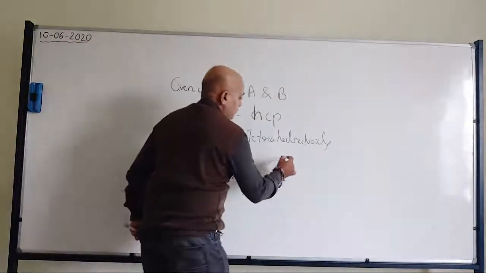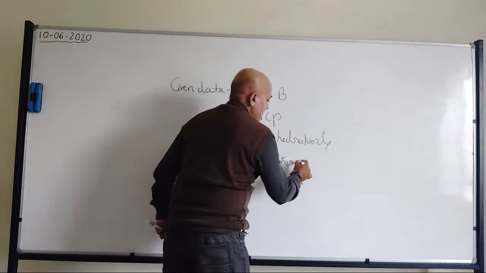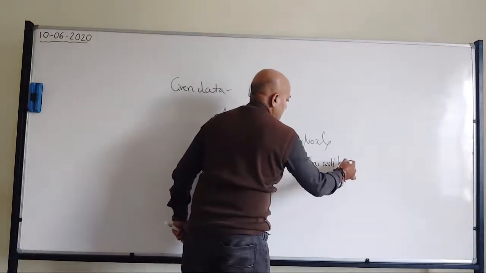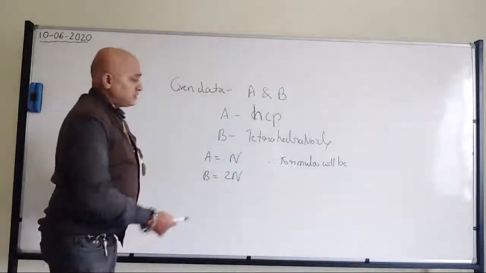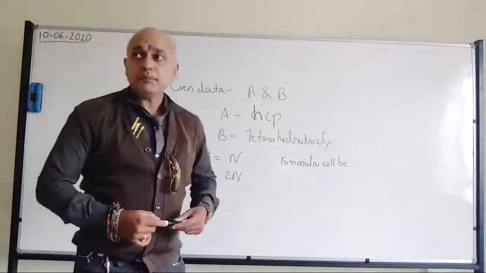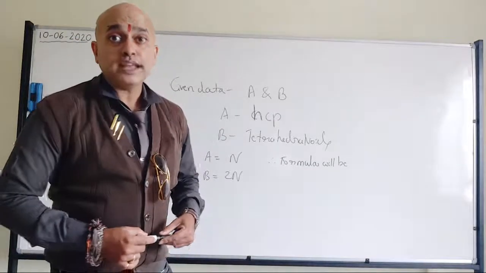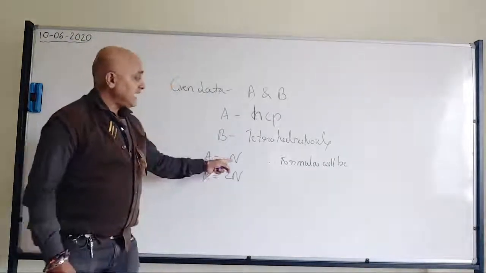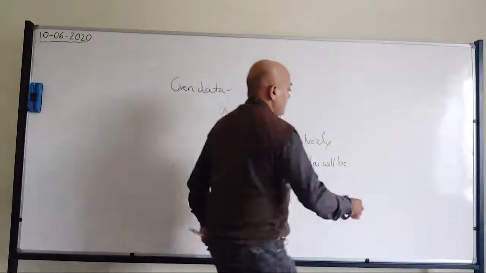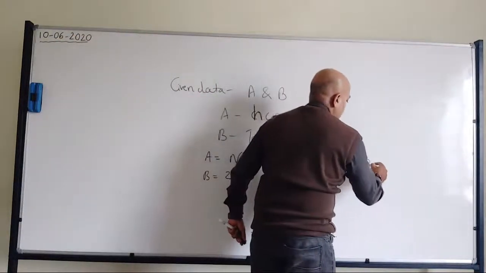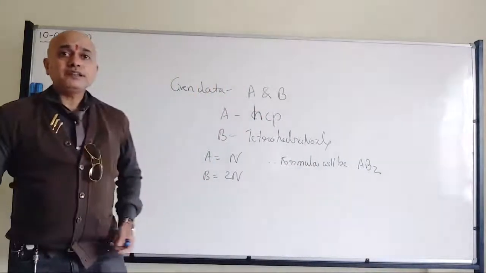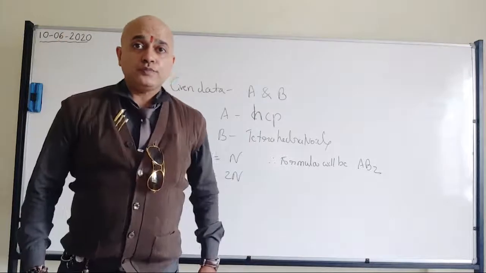So now therefore the formula of the compound will be, what will that be? So in our case it will be 1:2. The relation between A and B will be a 1:2 ratio, because one is n and the other is 2n. So therefore the formula of the compound will be AB2.